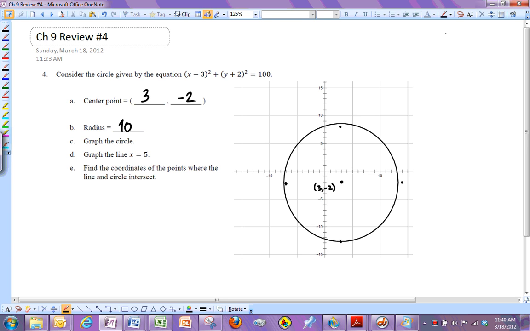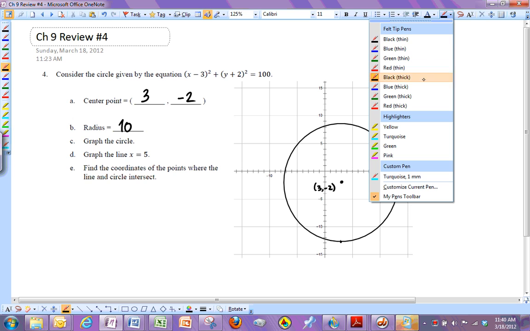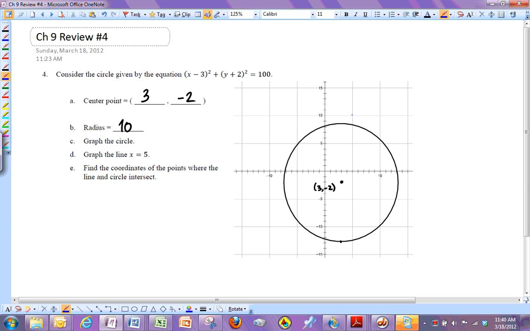Alright, now I'm going to graph the line x equals 5. So the line x equals 5, here, let me clean that up just a little. Line x equals 5 goes right here, it goes through that point, which is 5, 0, 5, 1, 5, 2, 5, 3. X equals 5 is a vertical line right here. So I'll do that in another color. Let's go blue. So here's the line x equals 5.